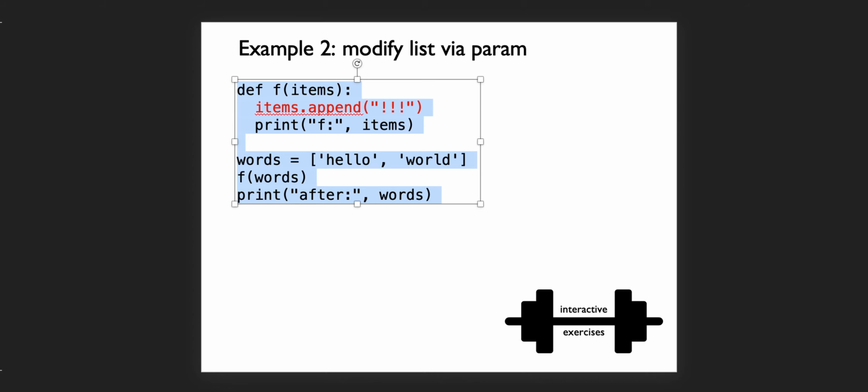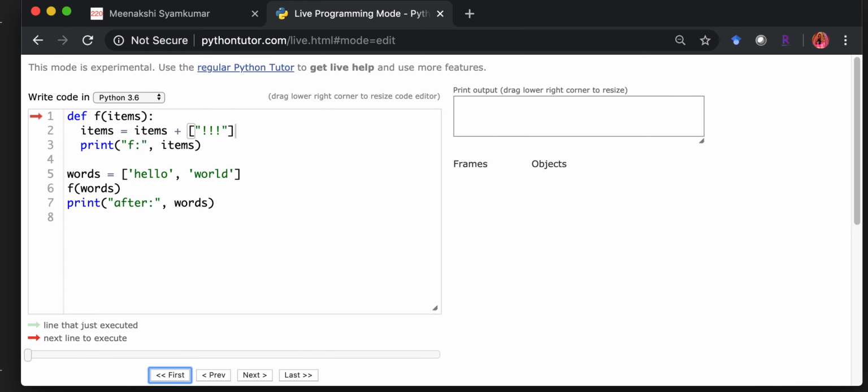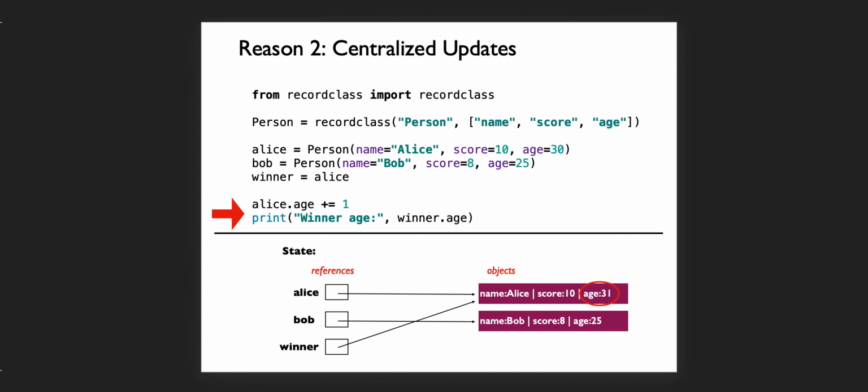So let me go back to the slides, and I'm going to show you how to modify the reference. The difference between this example and the previous one is that we are saying items equal to items plus a new list. Whenever you do this, whenever you add two different lists, Python is going to create a whole new object. That's the same observation that we had from the previous example a few slides back. Let me switch back to that.